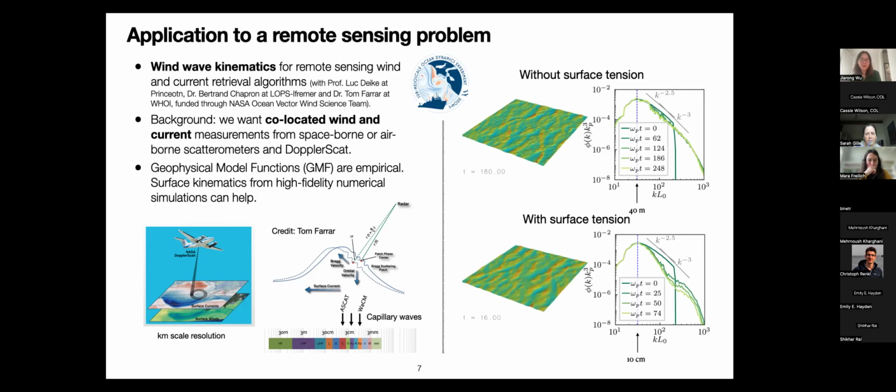When I have set up a box, on the top is a box of 40 meters, with the peak wavelength of 40 meters. And the bottom is, as you can see, the peak wavelength is 10 centimeters. So we're really zoomed in to these capillary waves, and we added the effects of surface tension. So there is a difference, directly, you can see qualitatively the surface shape, and also in the spectrum. So we are applying these tools to this remote sensing problem.